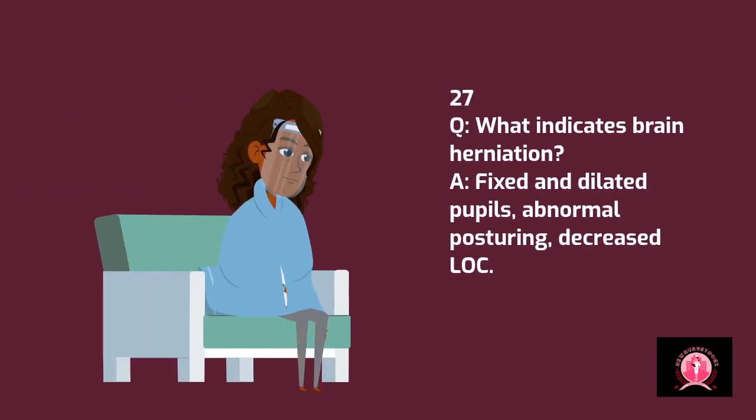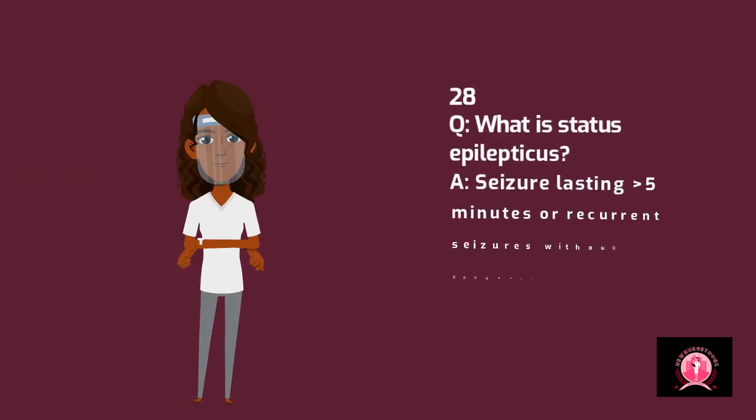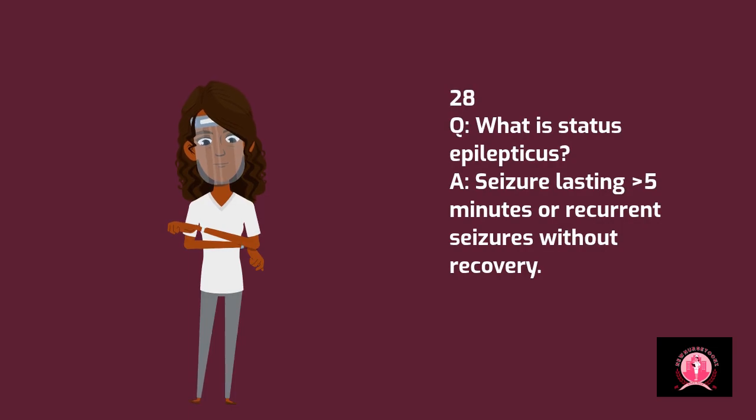27Q. What indicates brain herniation? A. Fixed and dilated pupils, abnormal posturing, decreased LOC. 28Q. What is status epilepticus? A. Seizure lasting 5 minutes or recurrent seizures without recovery.